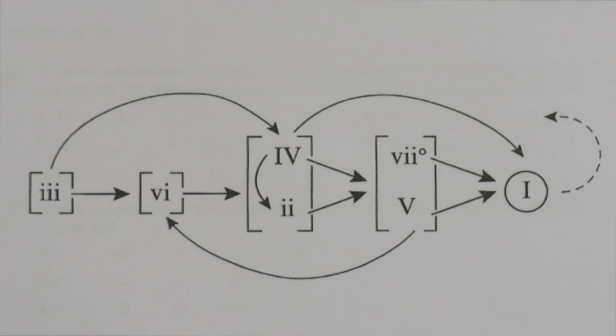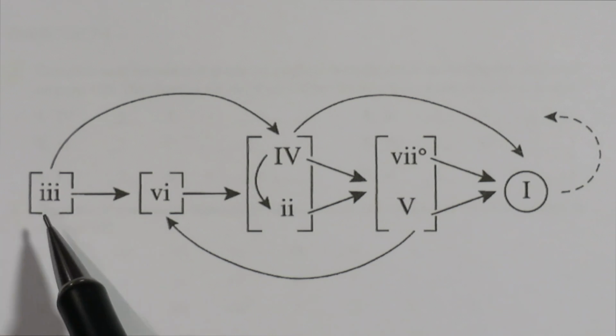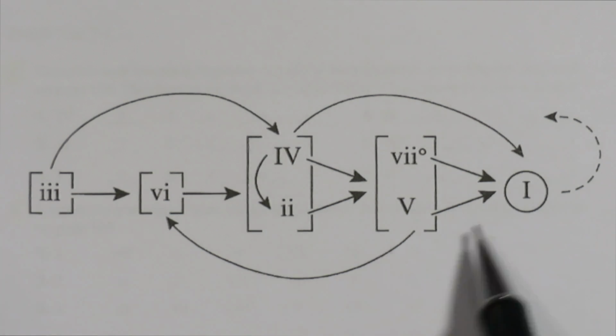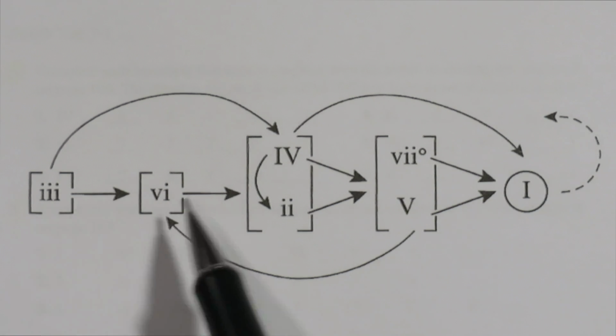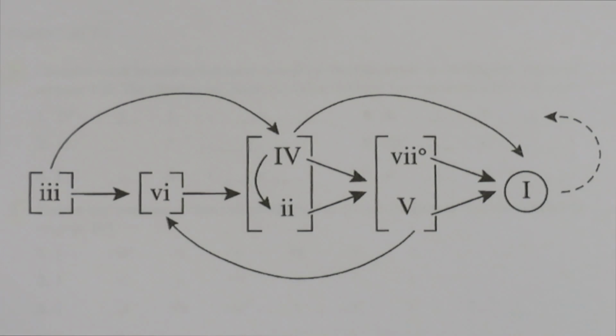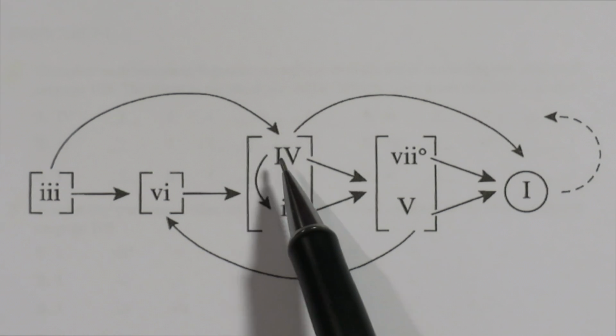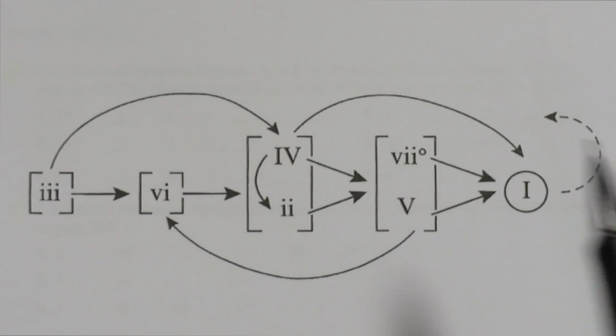If you notice, we have a circle of fifths progression on the bottom. 3, 6, 2, 5, 1. And then we have the 4 chord and the 7 diminished on top here. So these arrows, they point to where the chords naturally tend to go. And there are some exceptions.